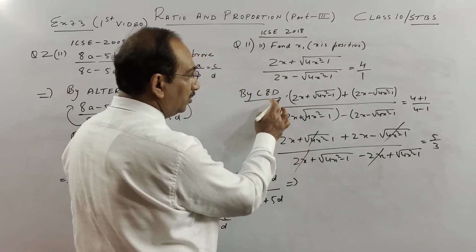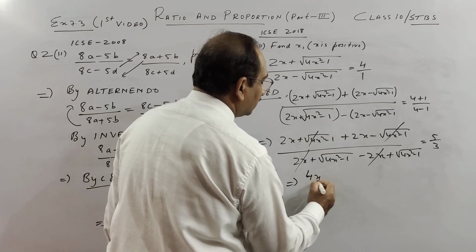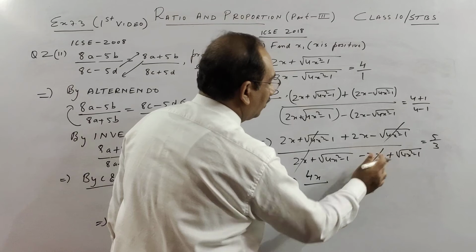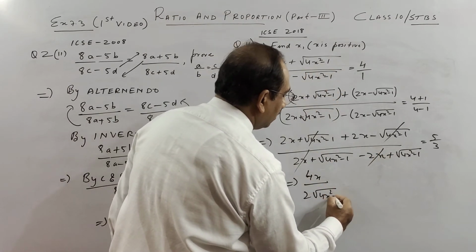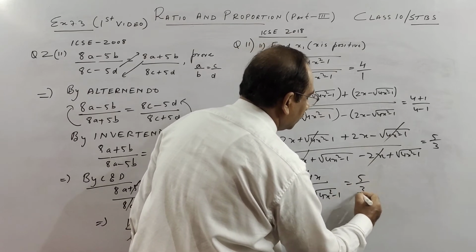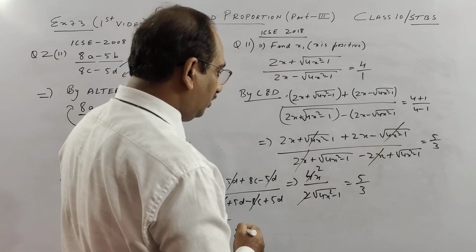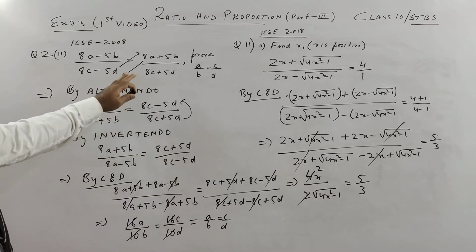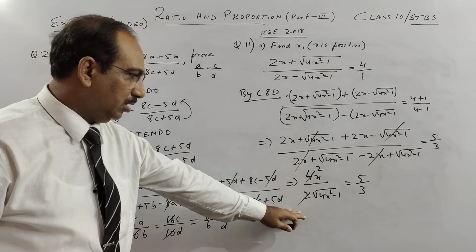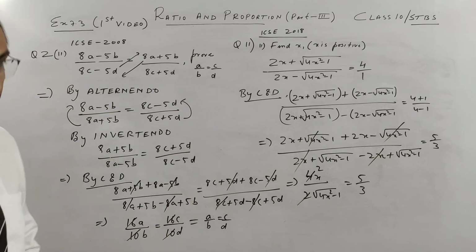So ultimately, I told you, children, by componendo and dividendo, it is twice the first term upon twice the second term. So the shortcut helps you over here. So this will cancel. Okay, so now we have to solve for x. So kindly pause the video and copy this side. I'll solve and show you the final part of question 11 part 2.